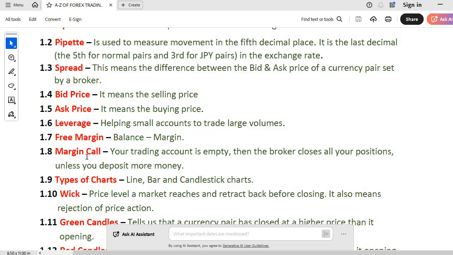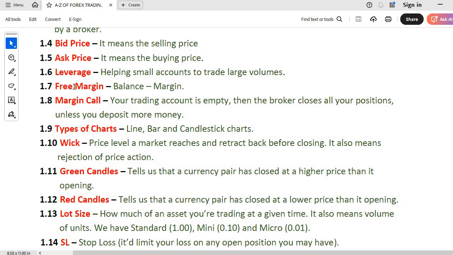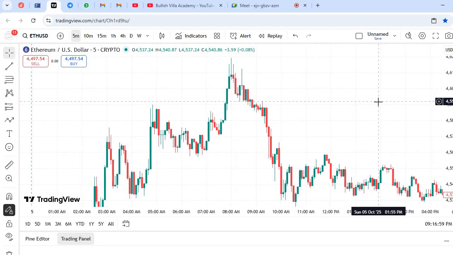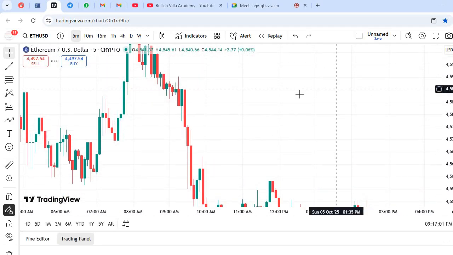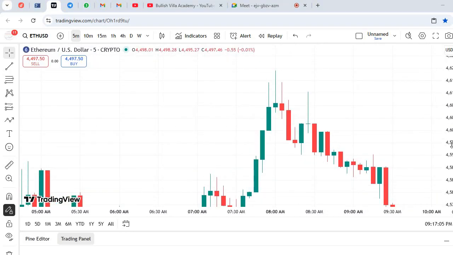Then we also have the other one. What is it called now? Okay, we have wick. So what do you mean by wick? Wick just means that price has rejected a particular level. For instance, wick means rejection of price. Look at what you have here now.